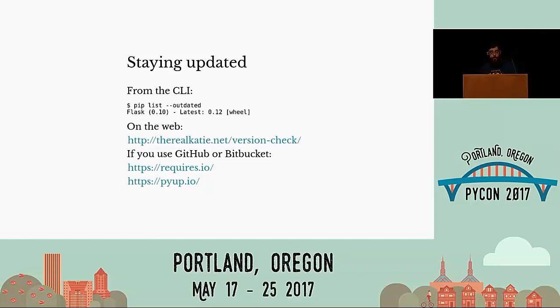If you're using GitHub or Bitbucket, projects like requires.io and pyup.io monitor your Git dependencies and notify you of updates to your requirements. These are both proprietary services, but they do have free plans for open source projects.